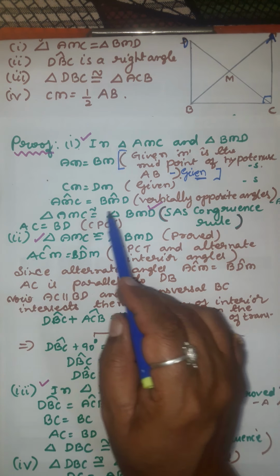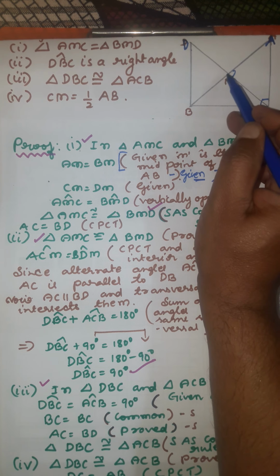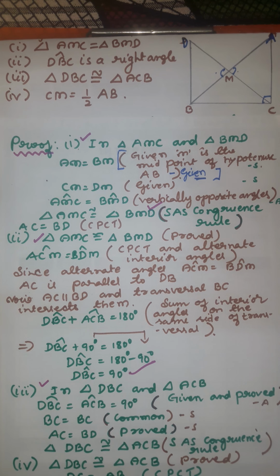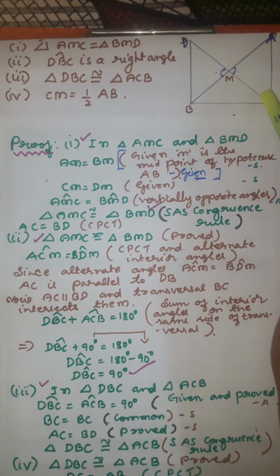Then angle AMC is equal to angle BMD. Why are these two angles equal? They are vertically opposite angles. You can see line AB and line DC are intersecting at a point M. Therefore, vertically opposite angles are equal. So you are getting two sides and the included angle of one triangle equal to the corresponding two sides and included angle of the other triangle.